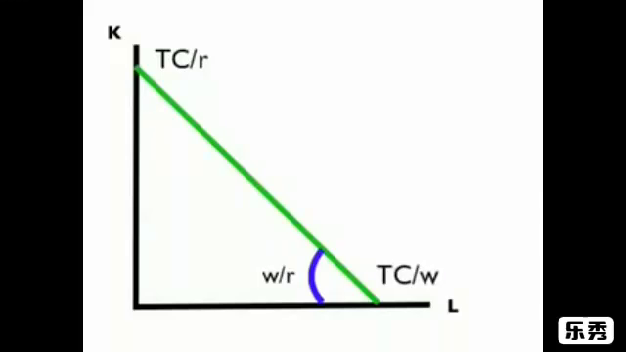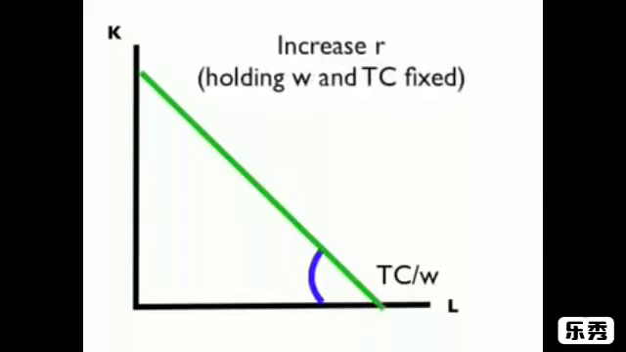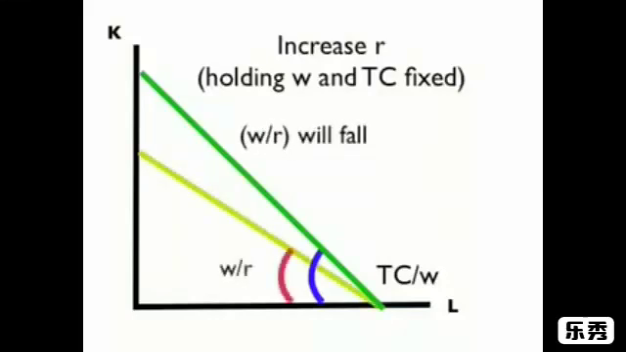Now suppose the cost of capital increased. Holding the wage fixed and the total amount of capital fixed, that will change this trade-off between labor and capital. In particular, the wage-rental ratio will rise because R has gone up while W remains the same. If the total outlay stays the same, the x-intercept remains the same, and the curve rotates downward.